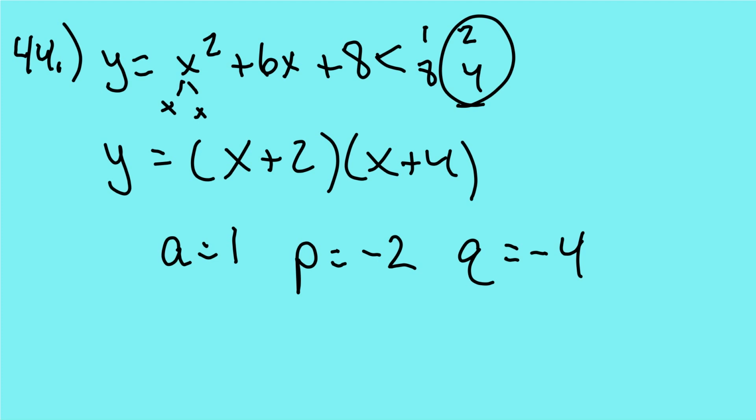All right. The reason they want you to do this is they want you to understand that P and Q are the same thing as if I set it equal to 0 and told you to find zeros. All right. So that's it for 44.